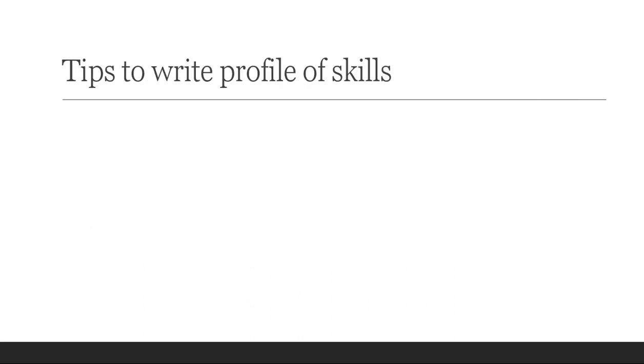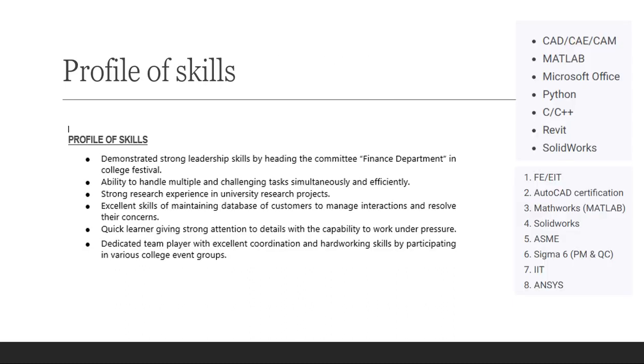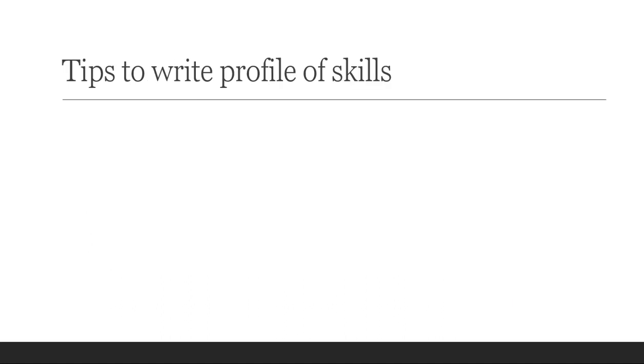So as you can see in this profile of skills, the first words are: demonstrated ability, strong research experience, excellent, quick learner, dedicated team player. You can use a different starter word for every statement, and it should be unique. It should not be repetitive. You can't use "demonstrated" twice.